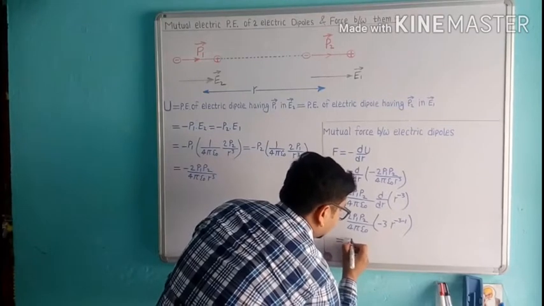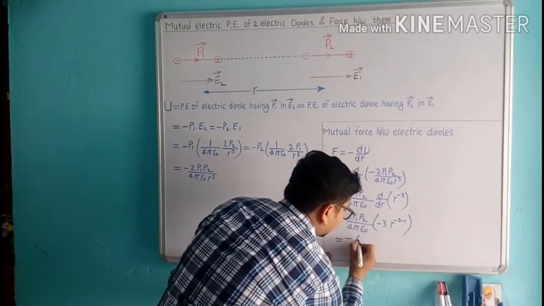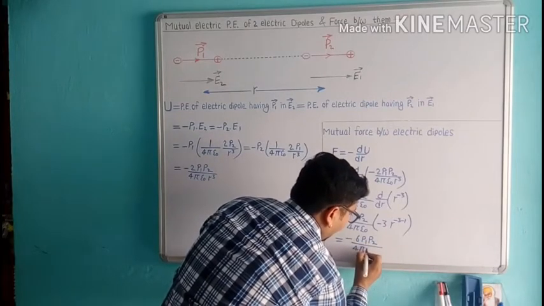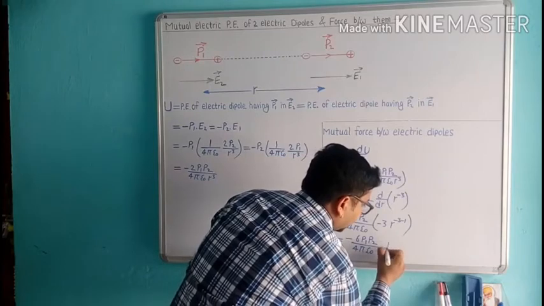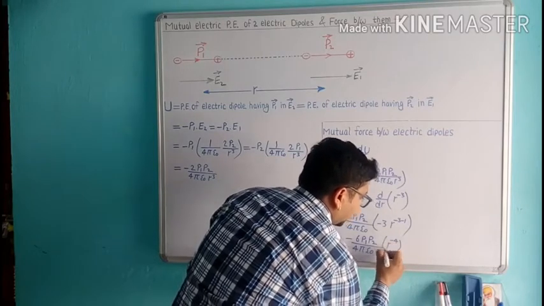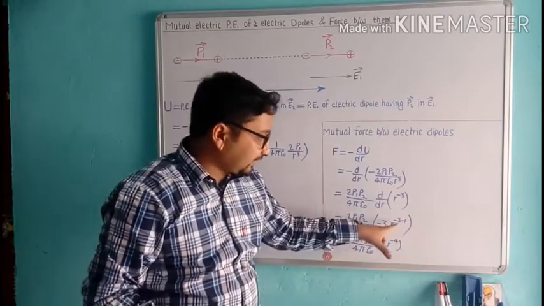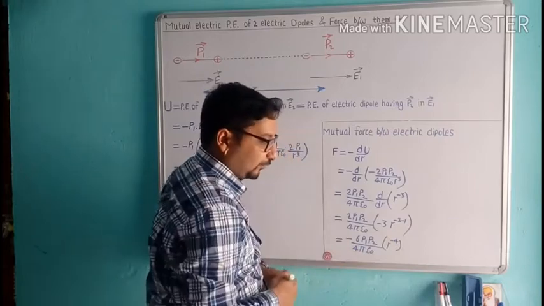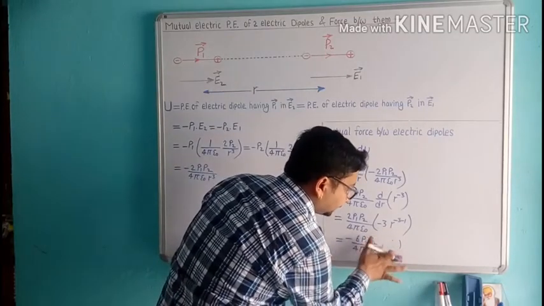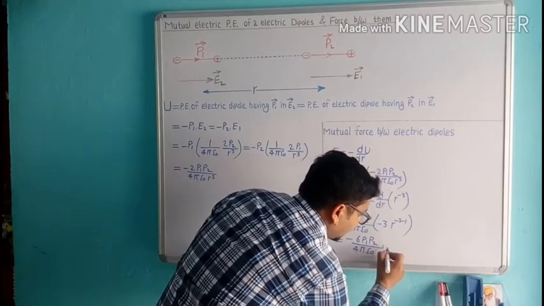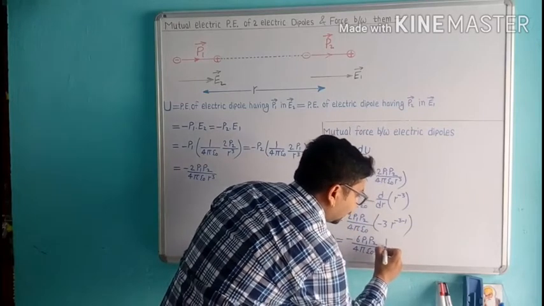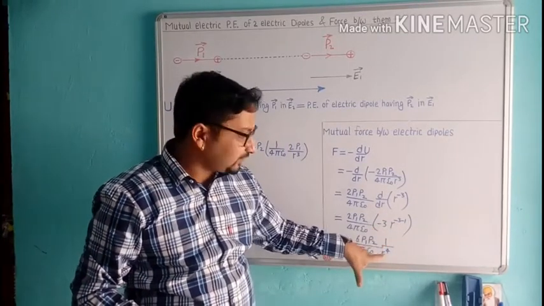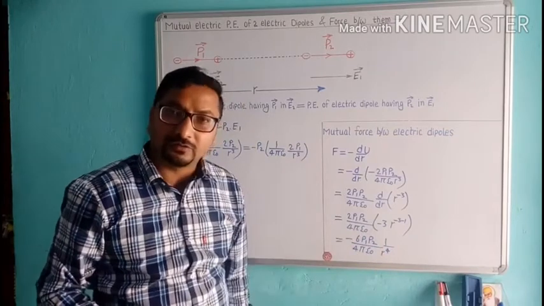We get minus 3 into 2, that is minus 6 P1 P2 upon 4 pi epsilon naught R to the power minus 4. Okay, minus 3 minus 1 is minus 4. Now we can write R to the power minus 4 as 1 upon R to the power plus 4.